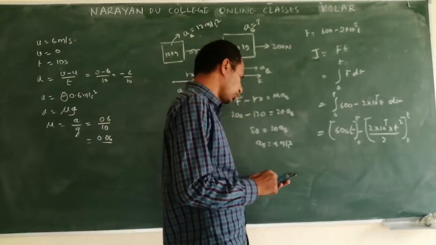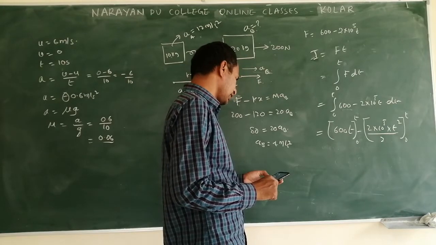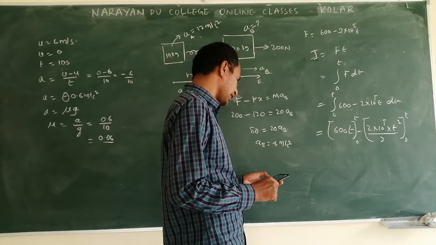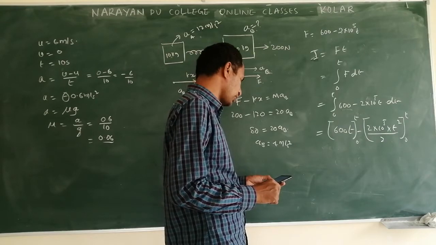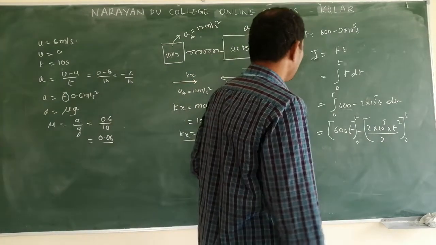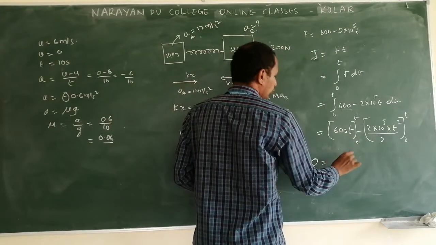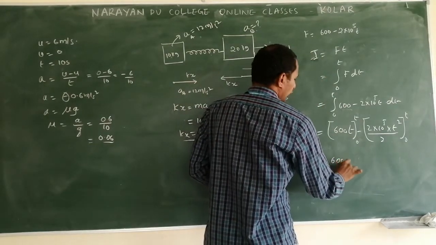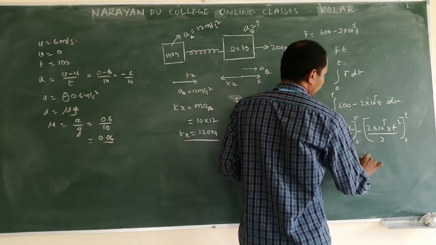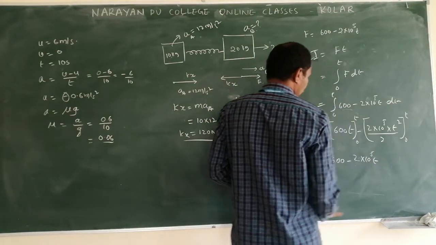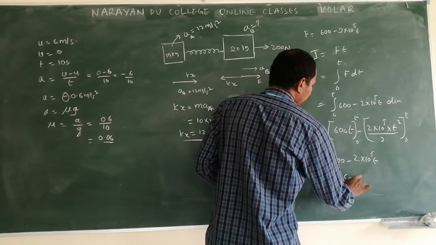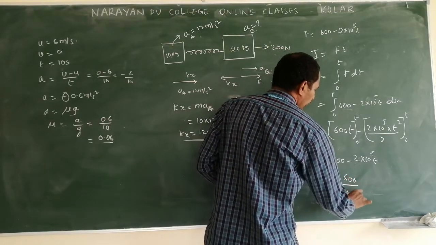When force is 0: the force on the bullet is given by F in newtons and t in seconds, and the force on the bullet becomes 0 as soon as it leaves the barrel. So we will find out when the force will be 0. Take F equal to 0: 600 minus 2 into 10 power 5 t. Now t is equal to 600 by 2 into 10 power 5.